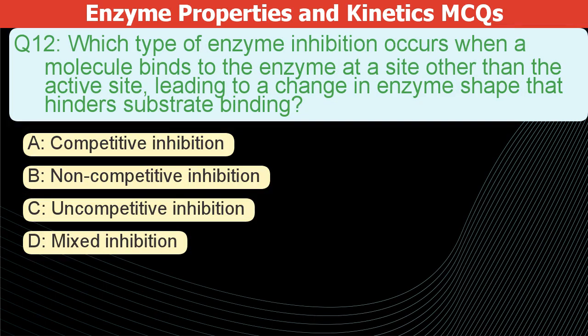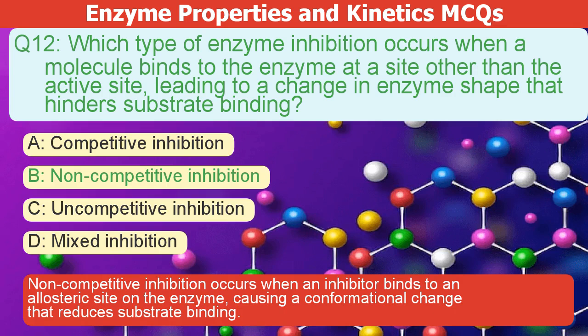Which type of enzyme inhibition happens when a molecule binds to the enzyme outside the active site, changing the enzyme's shape and blocking substrate binding? A. Competitive inhibition. B. Non-competitive inhibition. C. Uncompetitive inhibition. D. Mixed inhibition. The correct answer is B. Non-competitive inhibition occurs when an inhibitor binds to an allosteric site on the enzyme, causing a conformational change that reduces substrate binding.